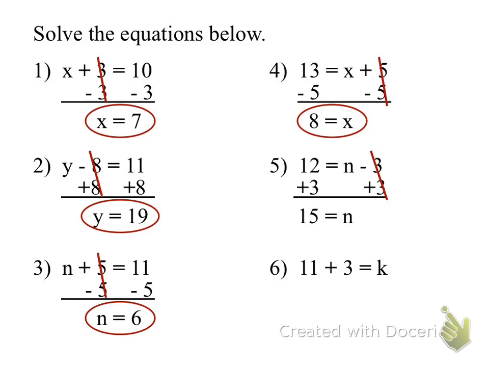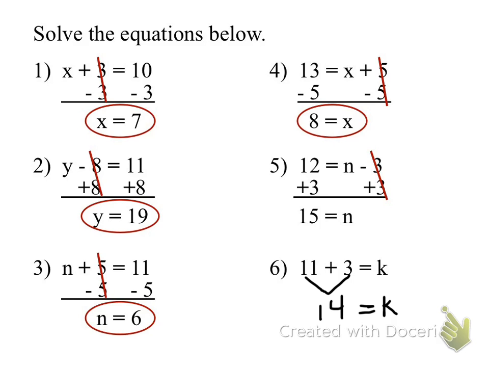Because the variable is what it equals. The variable's already isolated, so I don't have to do an inverse operation. I just have to simplify one side. This gets simplified to one number. 11 plus 3 is 14, and k is already by itself.